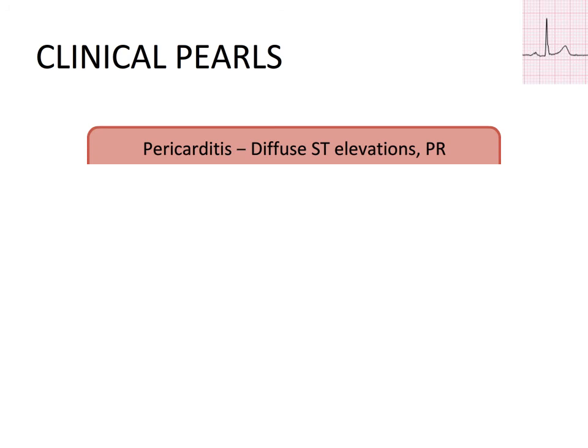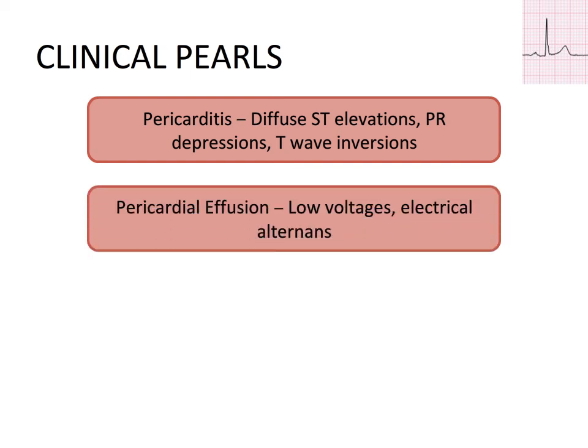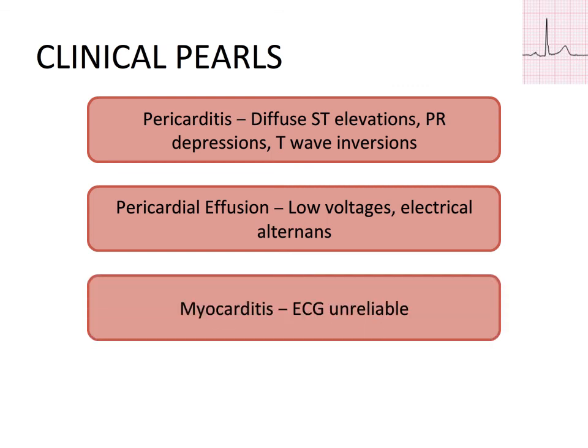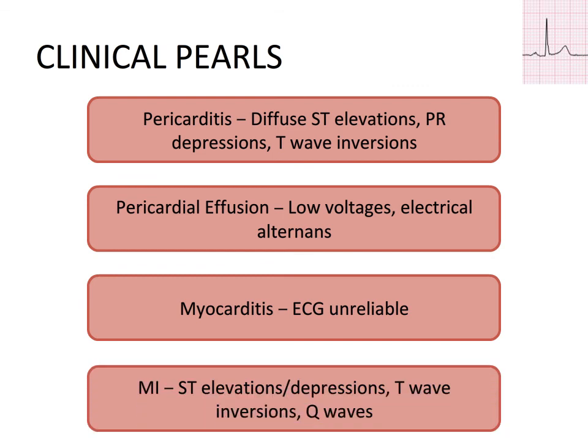Some key points to remember are that pericarditis on an EKG presents with diffuse ST elevations, PR depressions, and T-wave inversions, although you may not see all of these findings at the same time. Pericardial effusions on EKG are characterized by low voltages and electrical alternans. In myocarditis, EKGs are unreliable. In MIs, you may see ST elevations or depressions, T-wave inversions, and Q waves depending on the location and timing of the infarct.